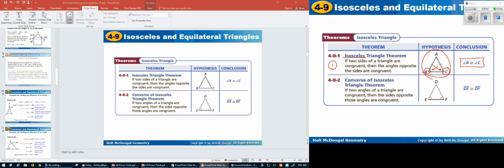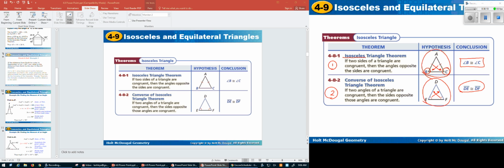So the converse of the isosceles triangle theorem does not show us an isosceles triangle by legs being congruent. Instead, it's going to show us that the base angles are congruent. If the base angles are congruent, going the other direction, that means the legs are going to be congruent. Okay, so in this picture, those are the sides across from the congruent angles. So that's DE and DF.